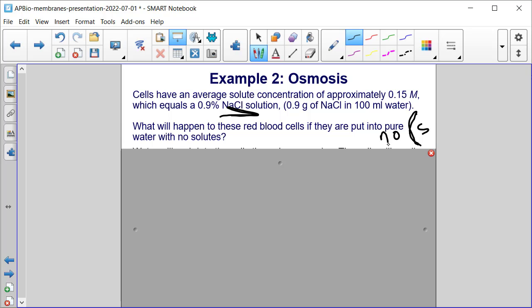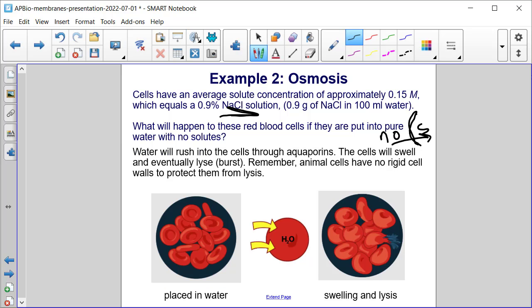The water flows toward the area with highest solute concentration. So the water is going to flow toward where there is solute. And what that means is water will rush into the cells through aquaporins. The cells will swell and will eventually lyse or burst. Remember, animal cells have no rigid cell walls to protect them from lysis. So if we place these cells into pure water, we will get swelling and lysis of the cells.